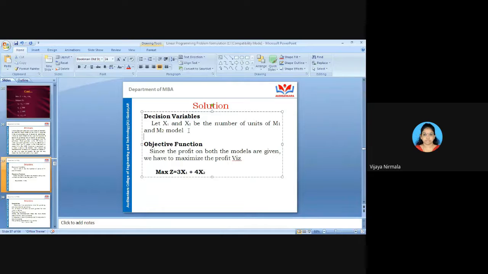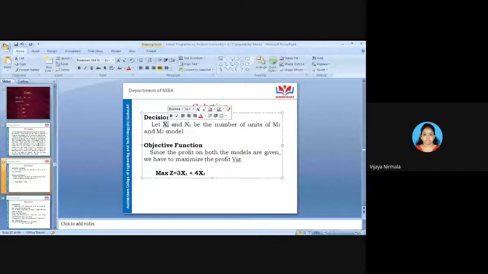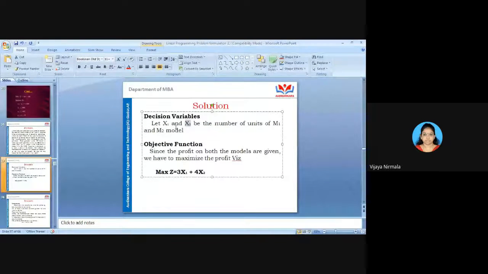We don't know how many M1 models we need to produce in a week and how many M2 models we need to produce in a week. So I take x1 and x2 as the number of units. Those are the decision variables. Now write the objective function.